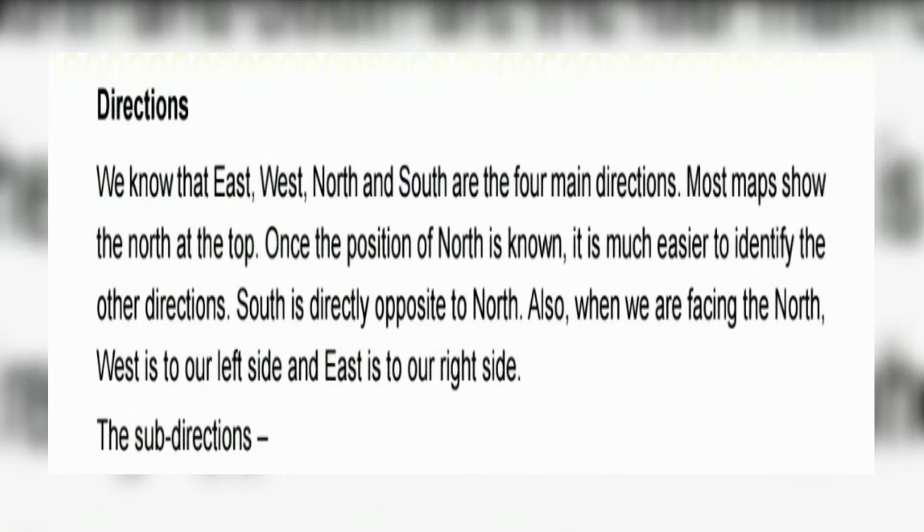Directions. We know there are four main directions. East, west, north and south are the four main directions. Most maps show the north at the top. Once the position of north is known, it is much easier to identify the other directions. South is directly opposite to north. Also, when we are facing the north, west is to our left and east is to our right side.